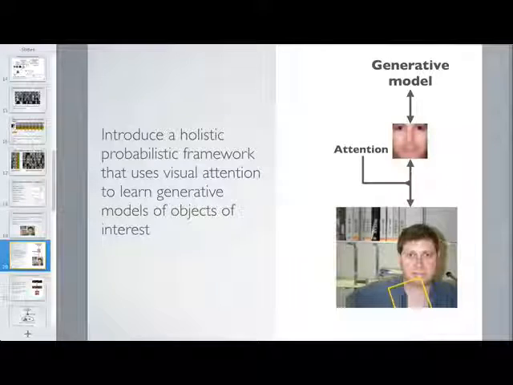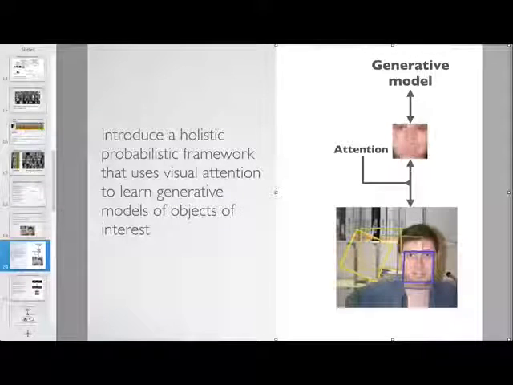So what do we do? We came up with a holistic probabilistic framework that combines visual attention and learning of generative models. Here's our framework, and there's a video here. I don't know if you can see it, but this demonstrates the inference process of this model. The yellow square is the initial gaze. The model doesn't know where to look initially, so it just chooses a random place within the image. And we have a generative model of faces.